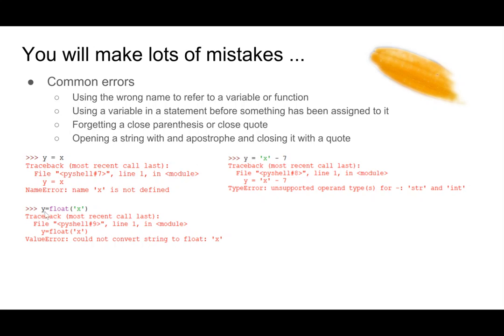So here I'm asking to find a floating point number that's represented by some character X. Well, that can't be converted, so that gives a value error. And these are all types of syntax errors. I forgot to put in what I'm trying to multiply by 4 here. Or here, the square brackets, there's nothing enclosed by them, it's a mess. And here, same thing.